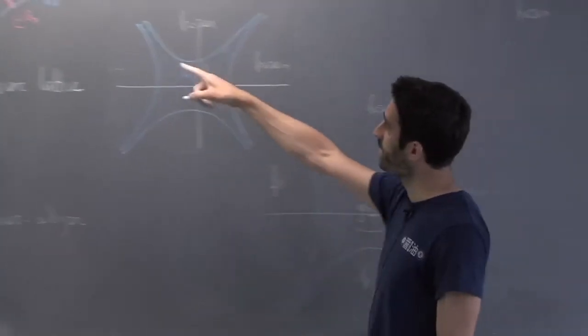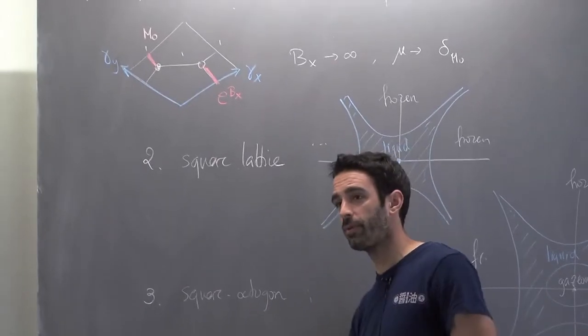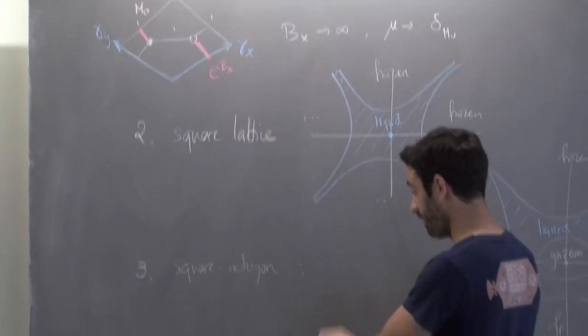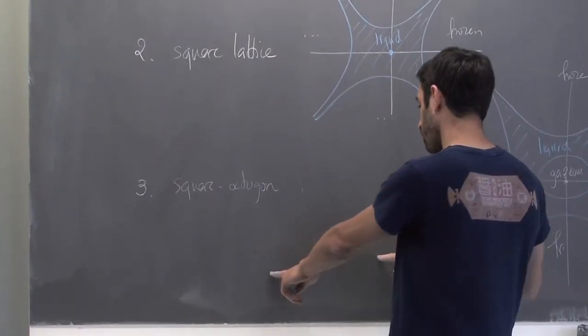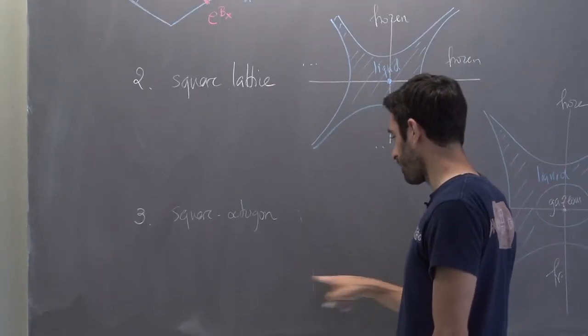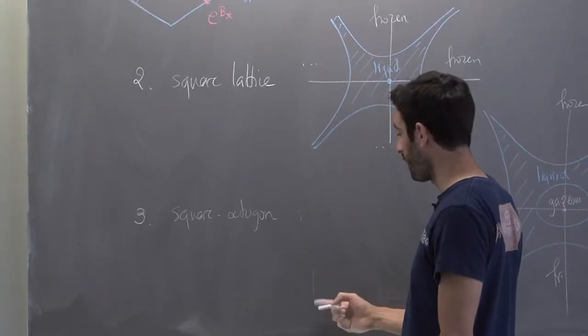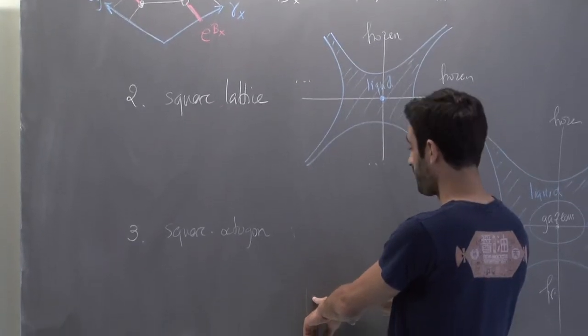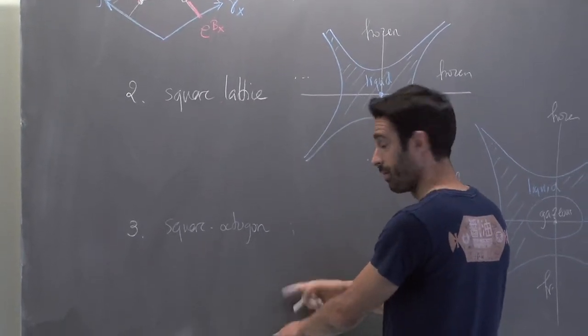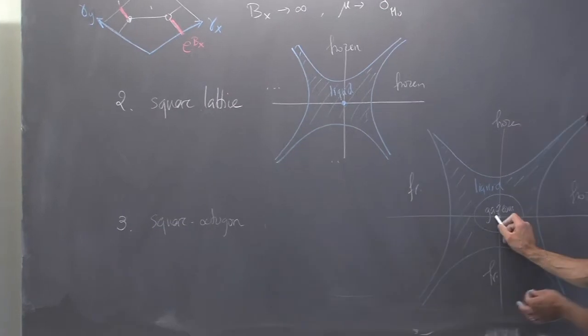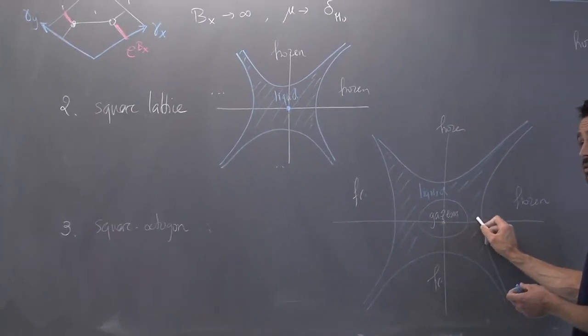Then if I play the same trick as here, and I want to increase the weights of, let's say, these two vertical edges crossing the boundary of the finite domain, and I multiply by e^(Bx) this one, and by e^(-Bx) this one, then I will first pass through a liquid phase, and then I'm going to be frozen.